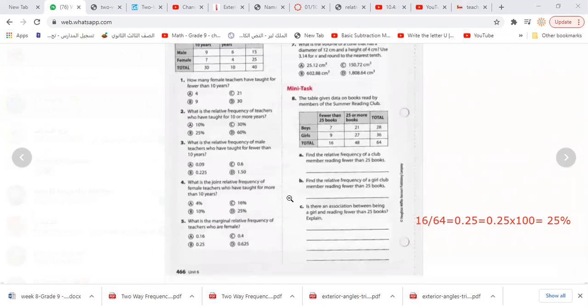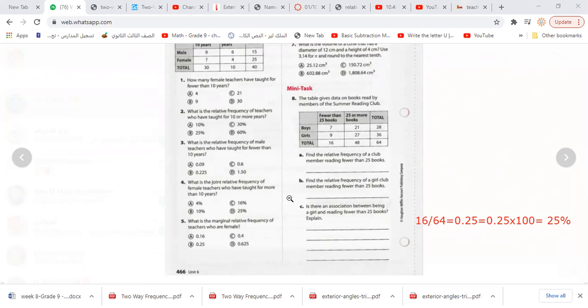We will move to the next question now. Find the relative frequency of a girl club member reading fewer than 25 books. Can I answer? Yes. Okay. 9 over 64.